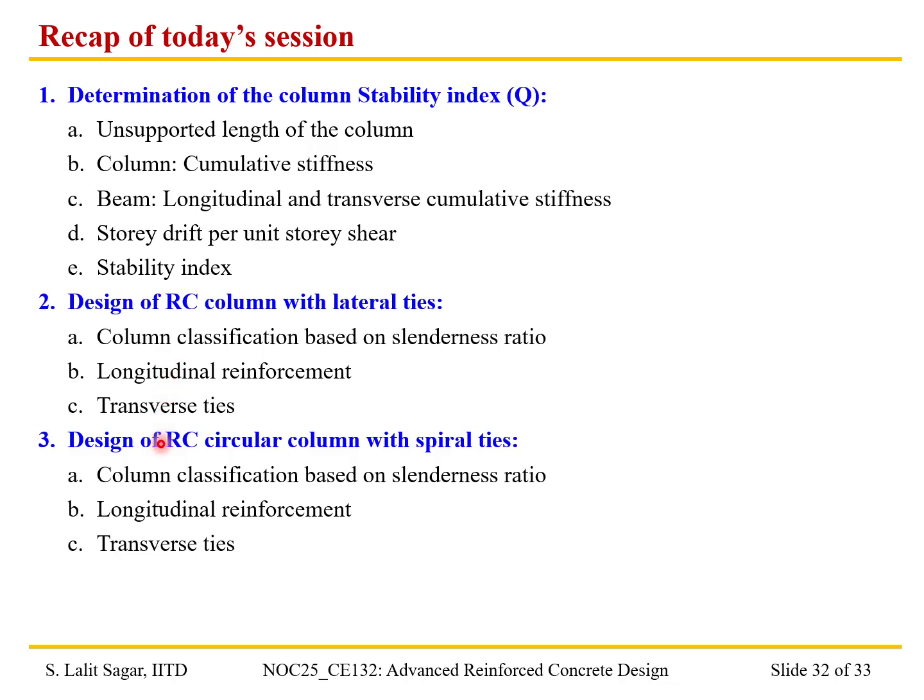And in the third example, we considered the design of a reinforced concrete circular column with spiral ties. Again, we classified the column based on the slenderness ratio, then proceeded to design the longitudinal reinforcement and the transverse ties. So in the next week, we're going to take up the design of reinforced column under axial load along with bending. So I look forward to meeting you all next week.